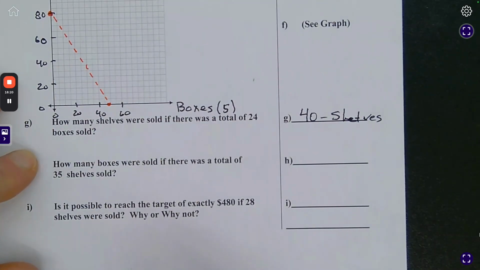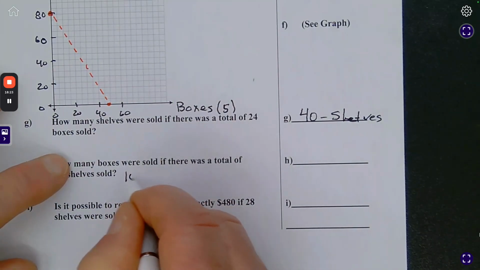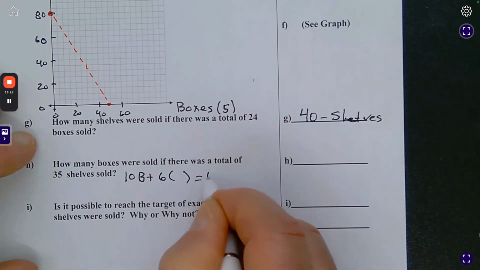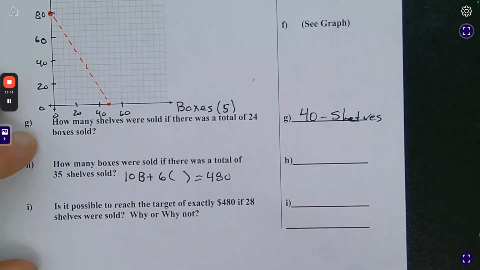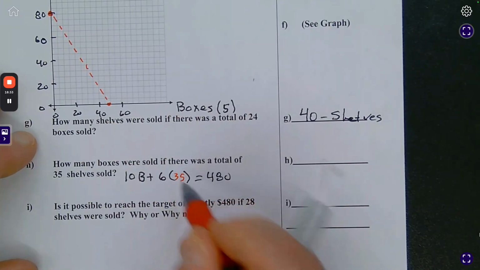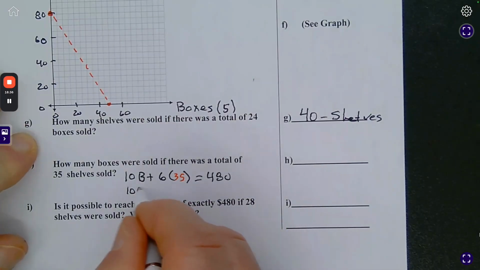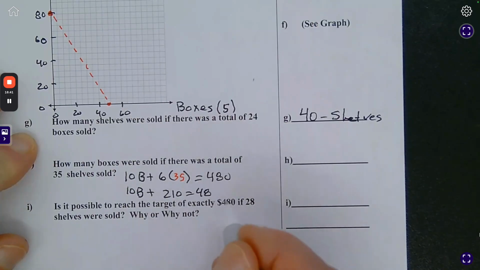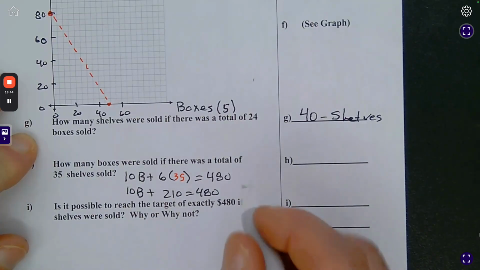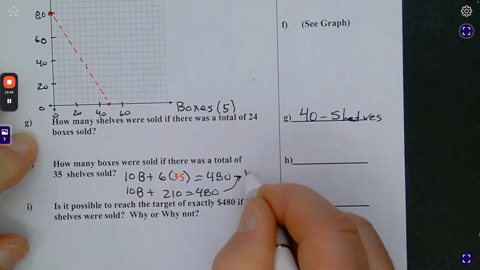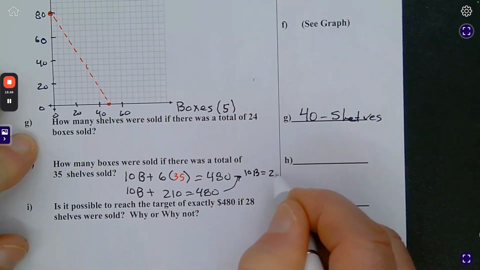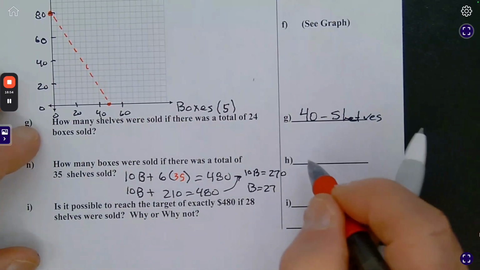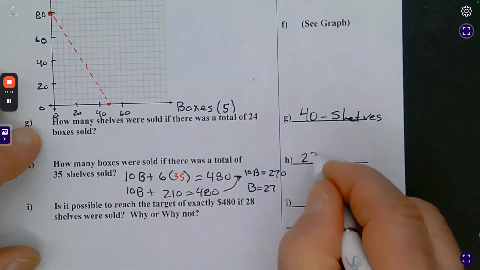Okay. How many boxes were sold if there's a total of 35 shelves? That one did not land on my table. So I'm going to go to my equation, and I'm going to put in 35 for shelves. That gives me 10b plus 210. Subtract 210 from both sides, and I get 10b is equal to 270. Divide by 10, and I get 27. So 27 boxes.